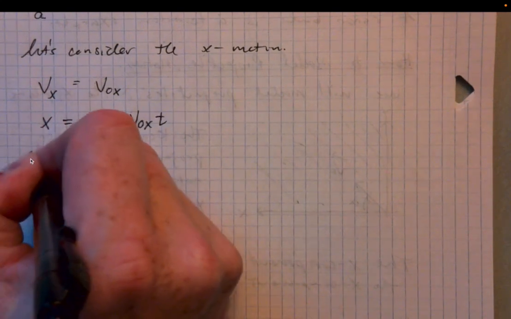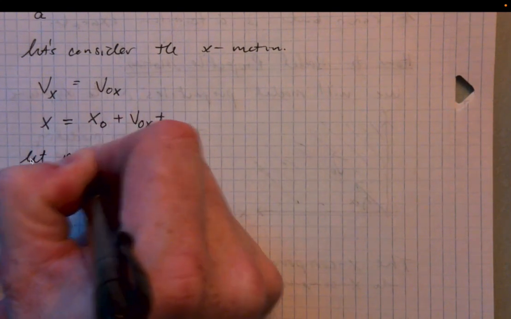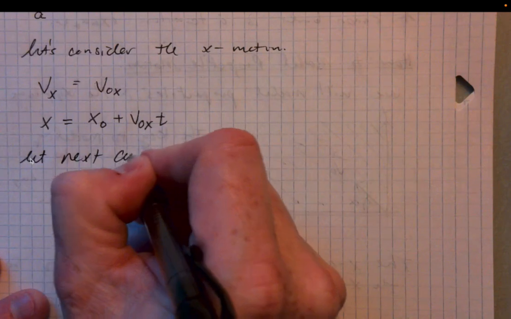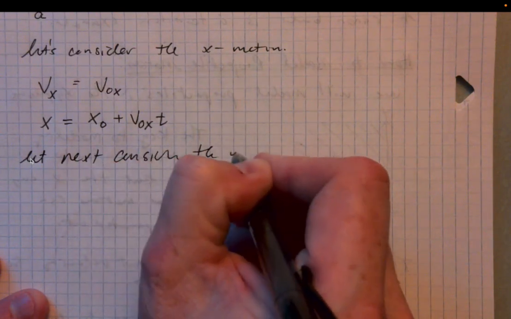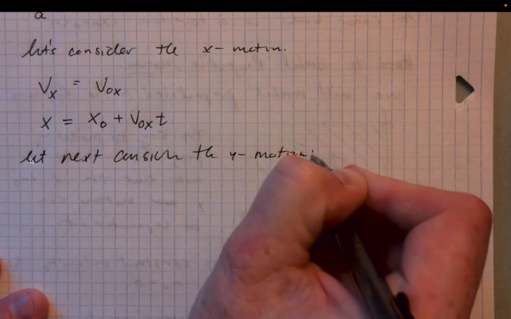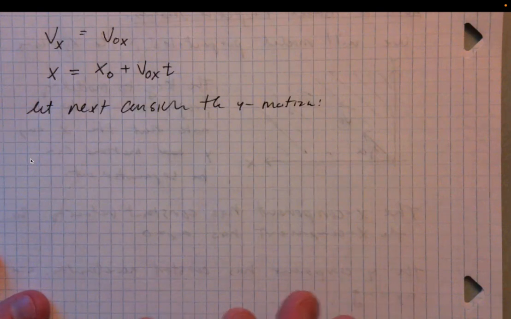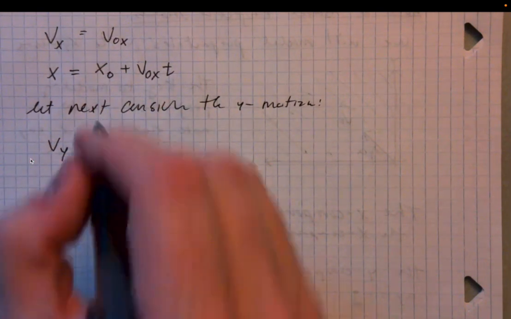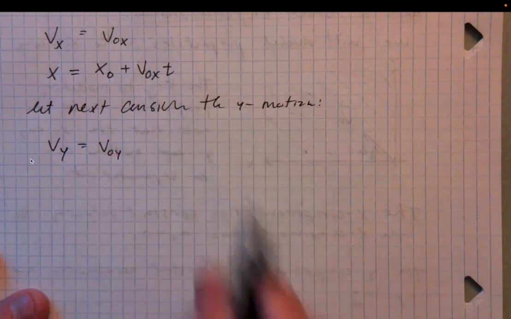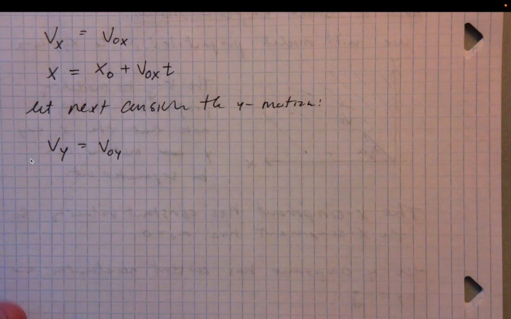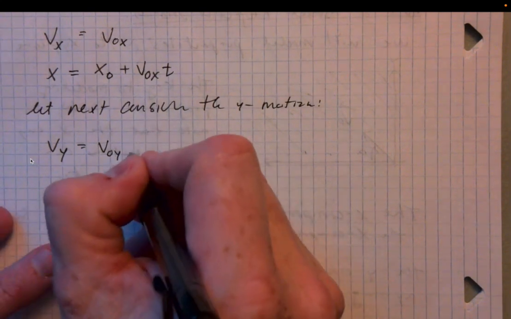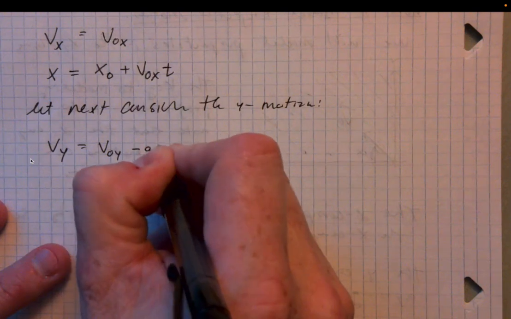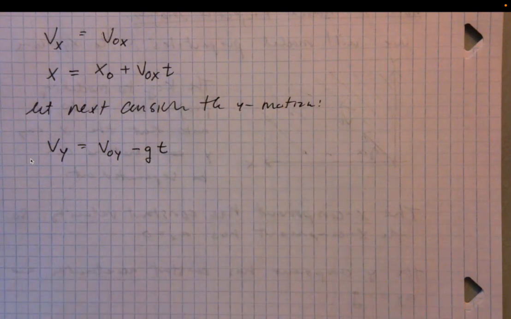What about the y direction? What does the y motion look like? Well, the velocity in the y direction will be equal to whatever that initial y component velocity is, minus g times t, right?